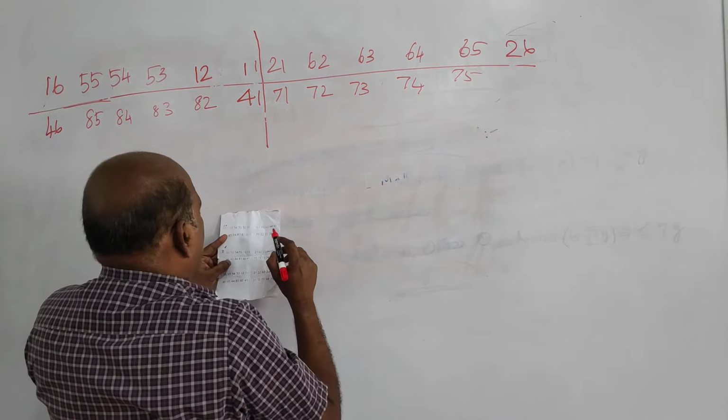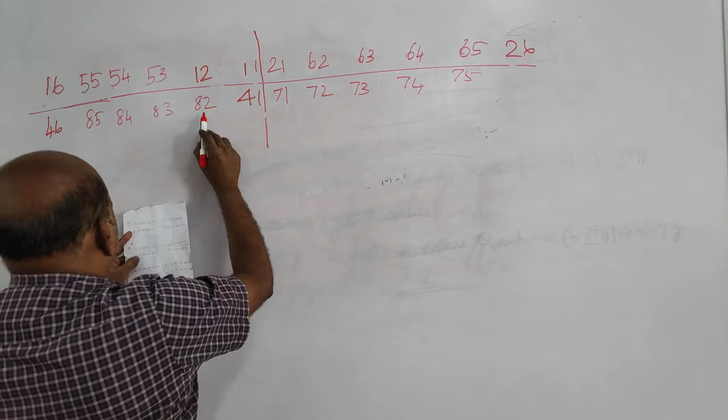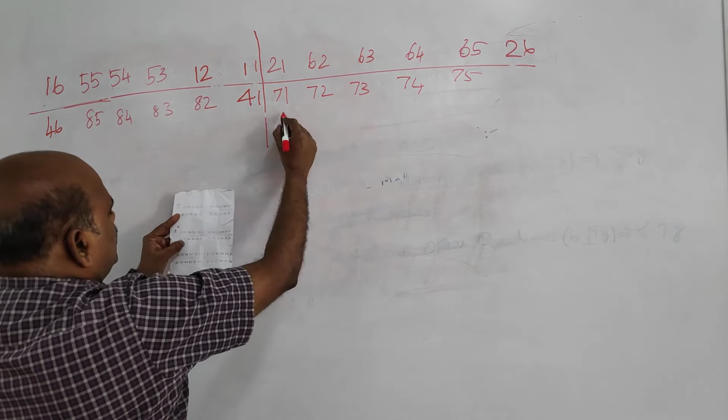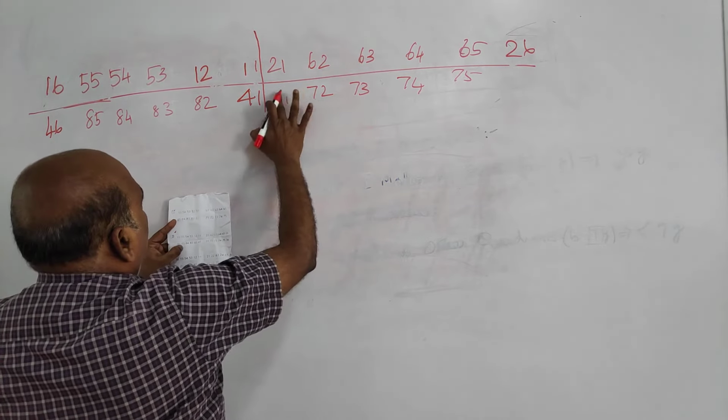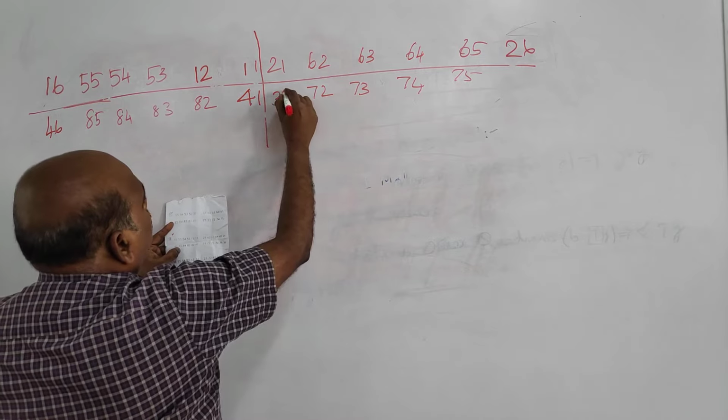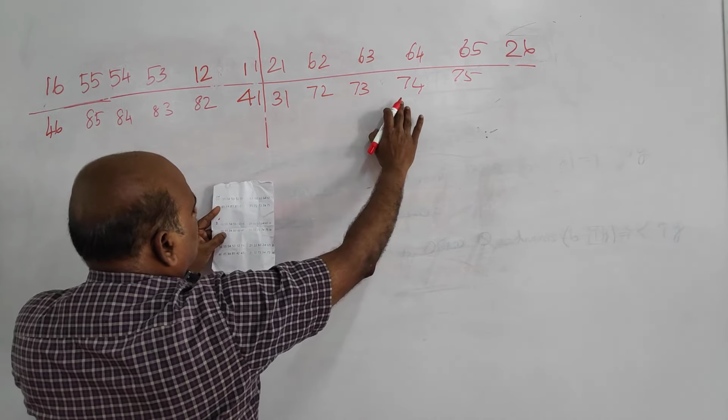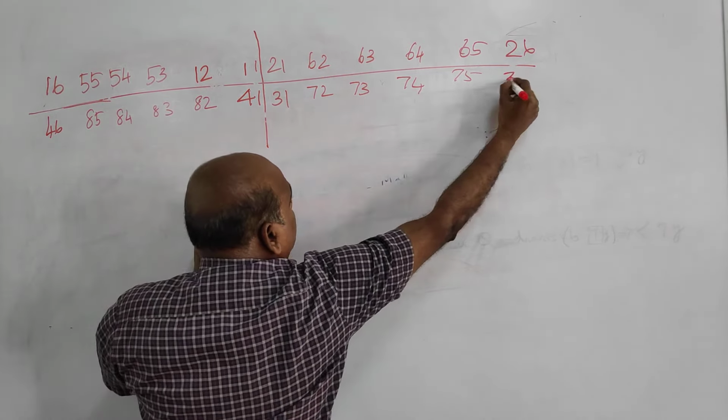Then 4 1. Here we have completed. Here 3 1. 3 1, 7 2, 7 3, 7 4, 7 5. But here 3 6 is there.